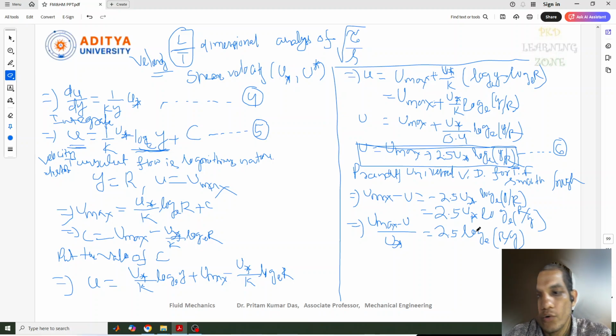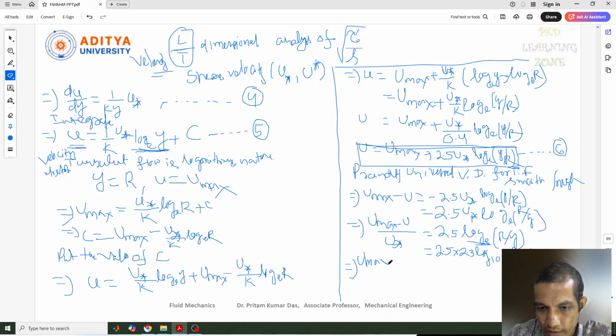Now this log, if you want to convert again in the other way, that means in value terms, that also can be written. So this log E also we can change it to, let's write, this is 2.5. This log E R by Y we can write in terms of 2.3 log 10 R by Y. In this way also I can write. Now finally what we can write here, let's write here U max minus U divided by U star.